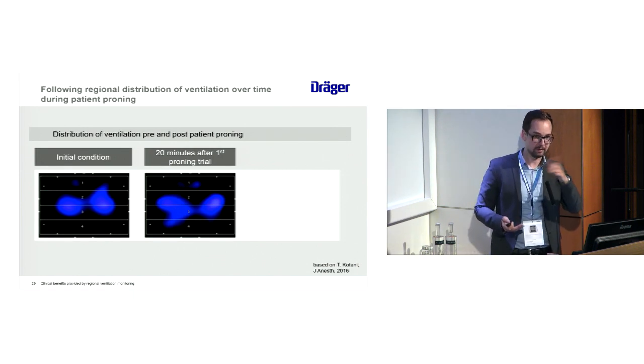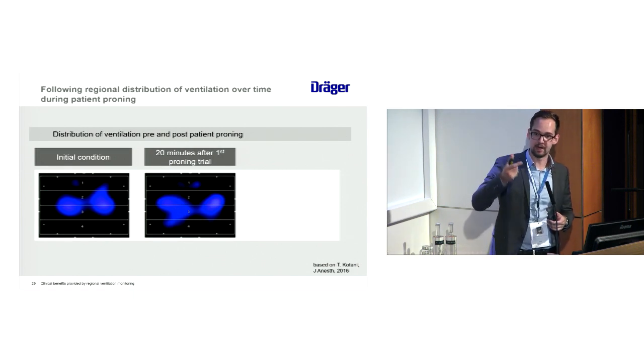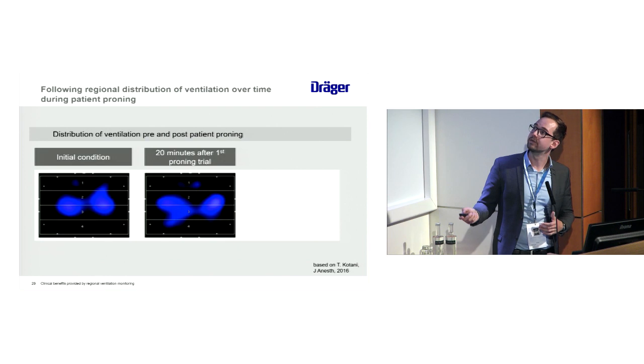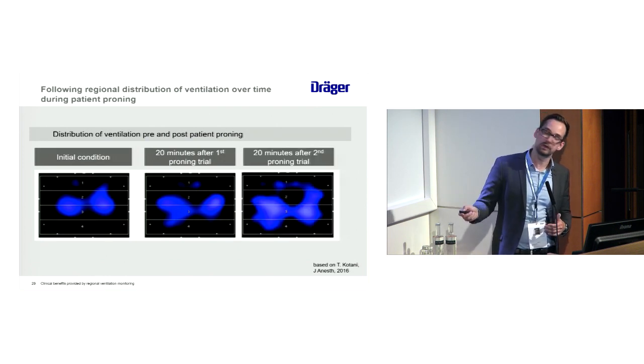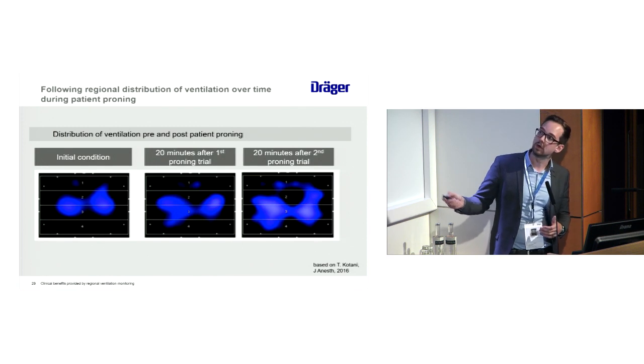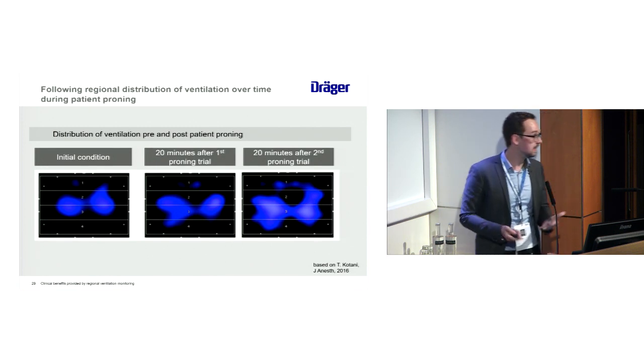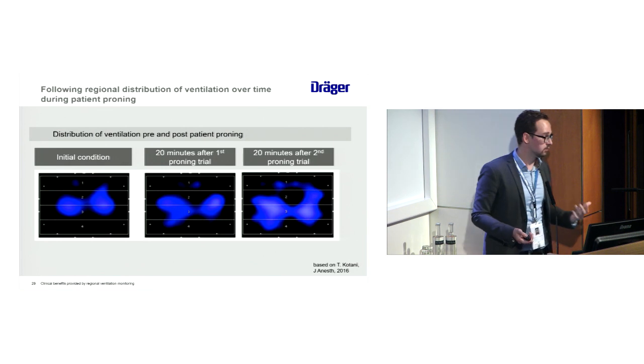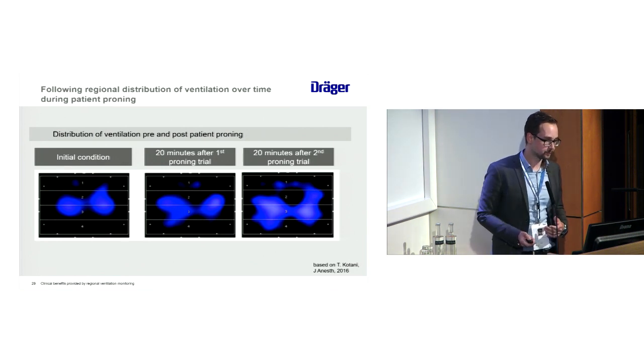By flipping the patient, finally gravity could push the other way and allow this part of the lung to recover. And after the second proning trial, you could see an even more significant improvement in the dorsal part of the lung. And this is information that otherwise would not be available right at the bedside.